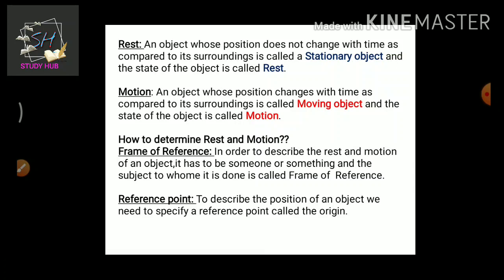Now, what is a reference point? A reference point means that to describe the position of an object, we need to specify a reference point. This is called the origin. So let's go to the next slide.